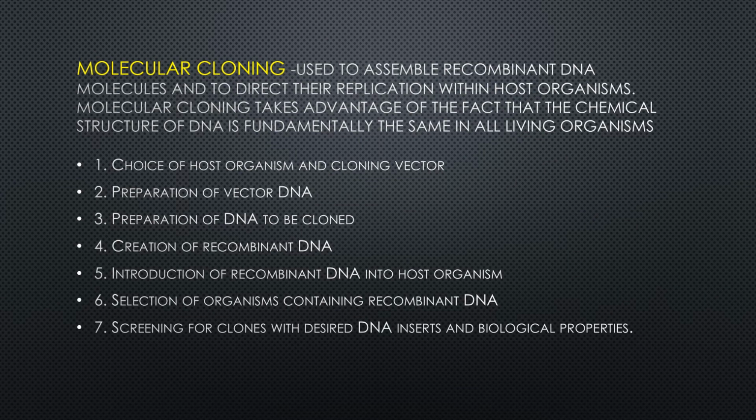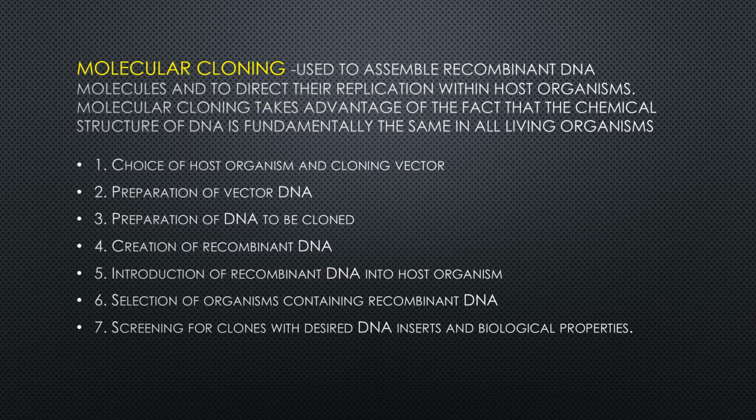So the second type of cloning is molecular cloning. And this is used to assemble what we call recombinant DNA. And we'll talk about that in a minute. And then we're going to ask a host organism to make multiple copies for us, right? Multiple clones. And this method takes advantage of the fact that DNA is fundamentally the same in all living organisms. Now we've talked about the variations across species, but fundamentally it's the same structure. So there are 7 steps to it, and I'm going to walk you through those, and then we're going to look at a diagram that shows how these are done.